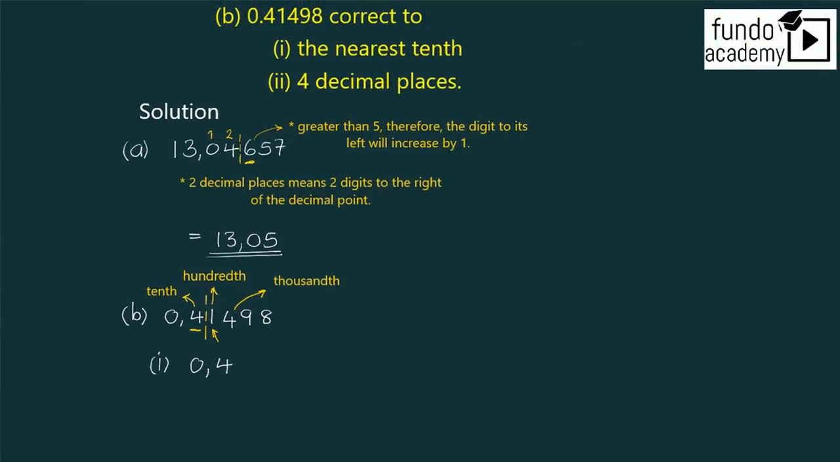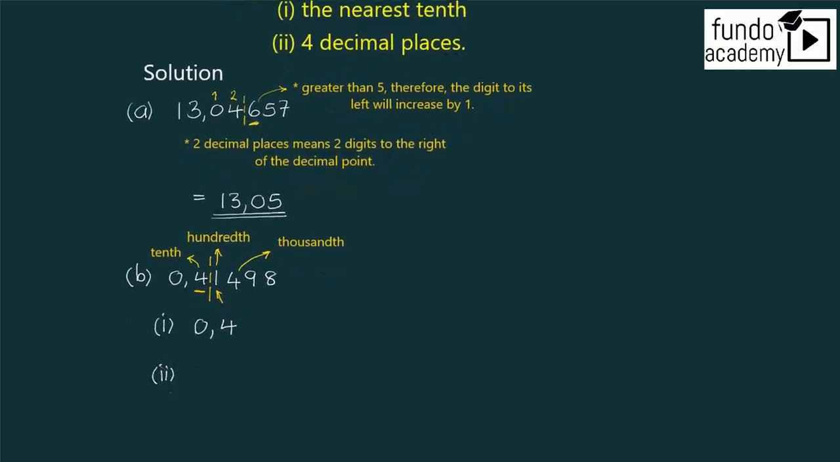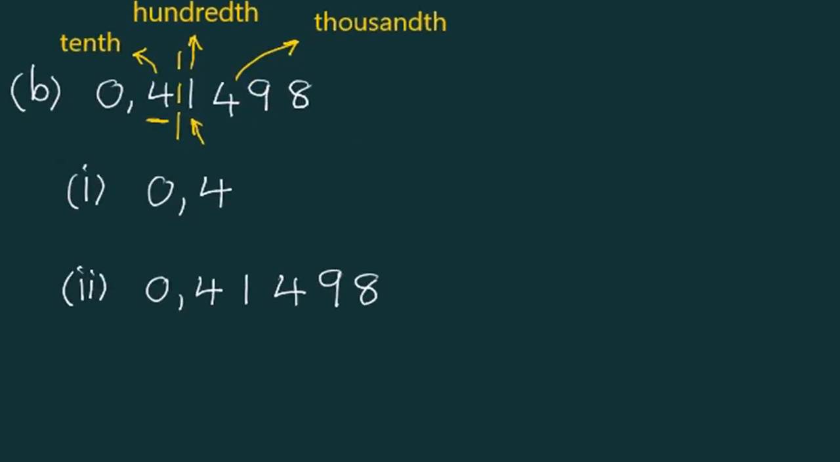Alright, so that is how we do it, and even if the question comes out and we want to correct it to the nearest 100th, we'll be looking at the second digit after the decimal point. If it is 1,000th, we're looking at the third digit after the decimal point. So you should be able to do that. Let's go on to part 2. We want to round off 0.41498 to 4 decimal places, right?